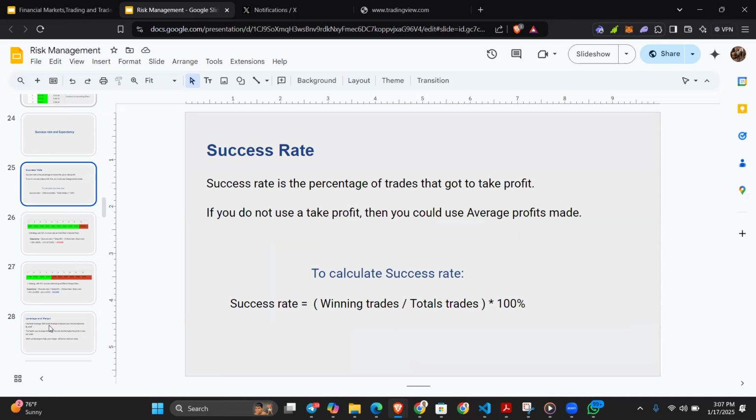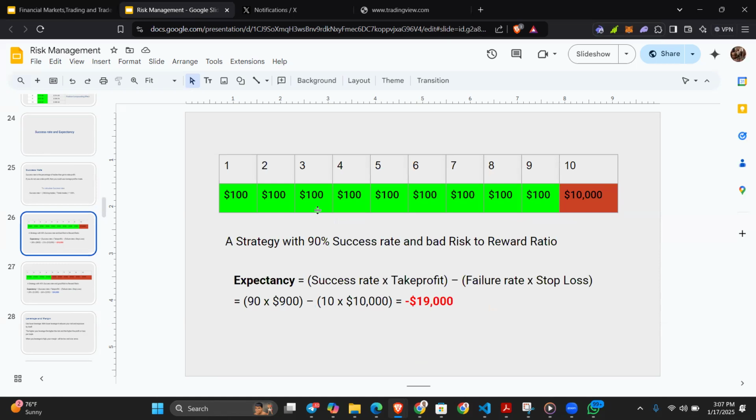So success rate simply means the percentage of the trades that go to take profit, right? So for you to calculate your success rate, it is the winning trades over the total trades times 100%. The winning trades, the ones that are in profit, over the total trades you've taken, times 100%. So when you do that, you'll be able to get the success rate.